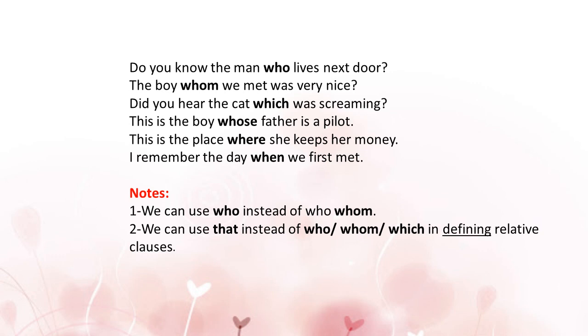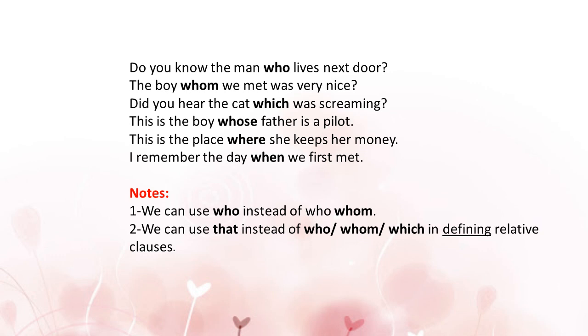Next, this is the place where she keeps her money. Here we have the relative pronoun where, and of course we use it to talk about place, the place where she keeps her money.